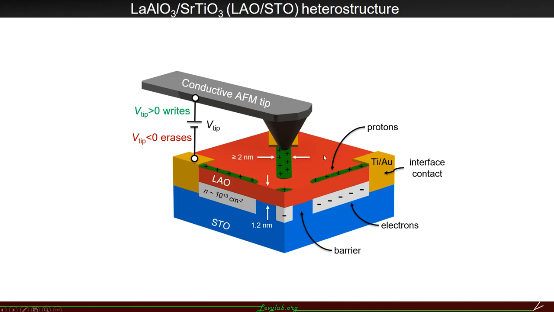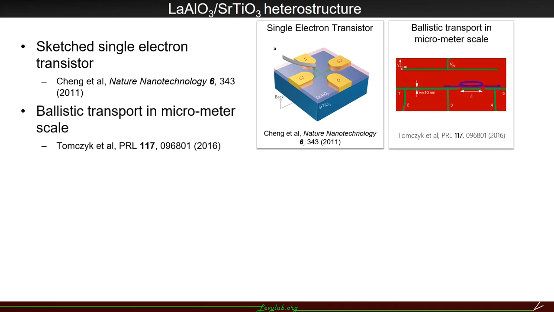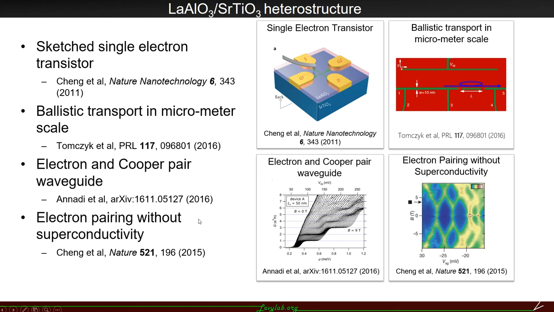The width of the nanostructure is around 2 nanometers. It's very close to the size of the tip. With this powerful tool, we can create many types of nanostructures by AFM sketching, such as single electron transistors. As we know, the system is so clean that we can even do ballistic transport up to the micrometer scale. We can even create waveguides for electrons and Cooper pairs. In 2012, we also found electrons can pair without superconductivity in this system.